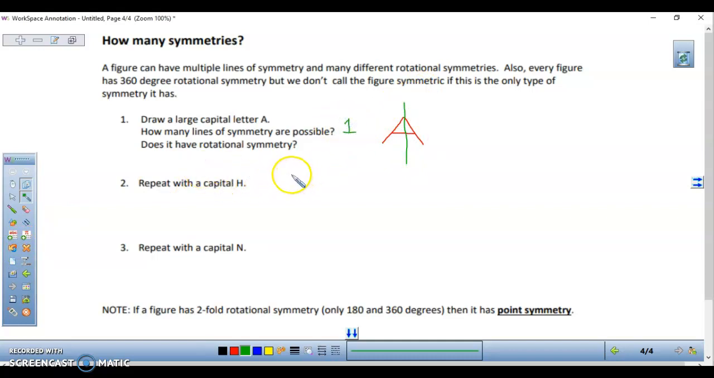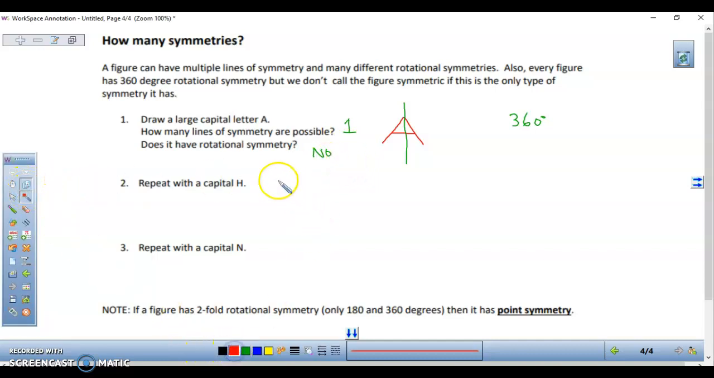Does this figure have rotational symmetry? What I'm asking is, can I rotate that A 90 degrees, 180 degrees, 500 degrees so it lands on itself? This figure will only land on itself if you rotate it all the way around 360 degrees. So because of that, it does not have rotational symmetry. That's not very special because every figure could rotate 360 degrees and land on itself.